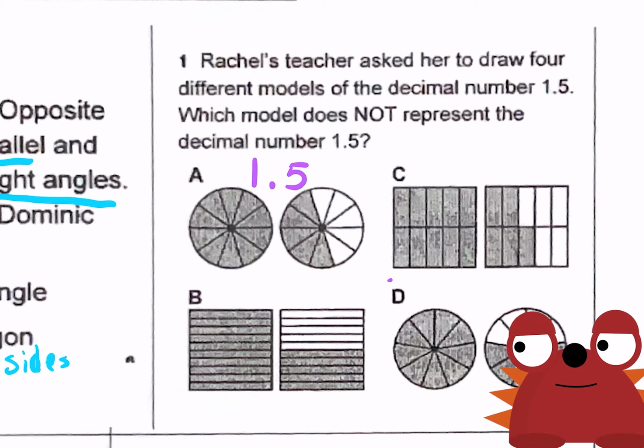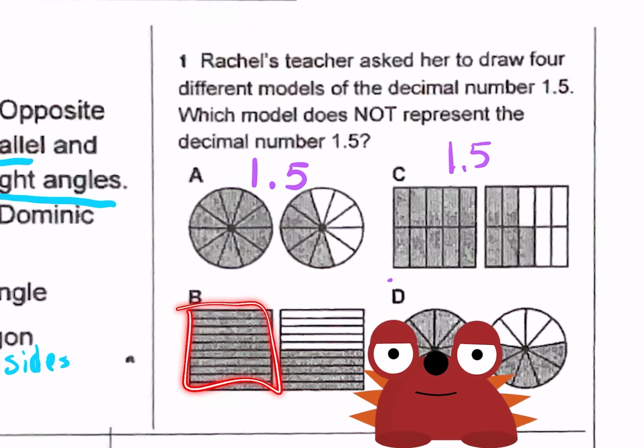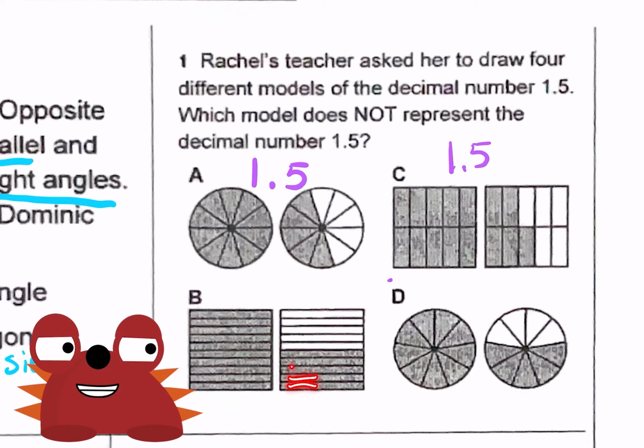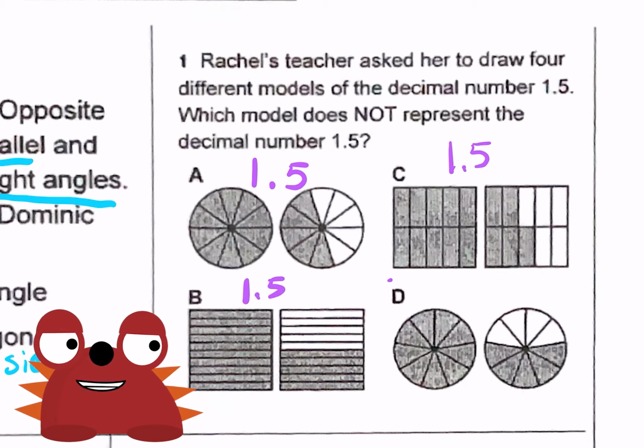1 and 5/10. So over here, you definitely have one whole, and then you have in this one 1, 2, 3, 4, 5, 6, 7, 8, 9, 10. So they're tenths, and you have 1, 2, 3, 4, 5. So you have one whole and 5 tenths. Over here, you have one whole, and then you have 1, 2, 3, 4, 5, 6, 7, 8, 9, 10. They're tenths, and you have 1, 2, 3, 4, 5. So definitely 1 and 5 tenths.